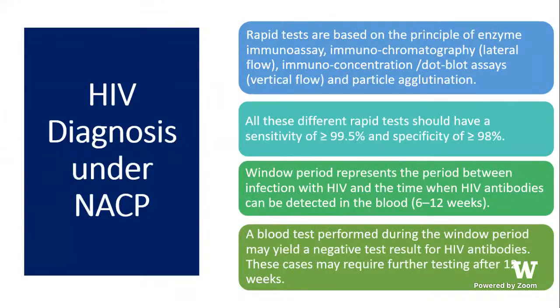So under the National AIDS Control Program, let us look at the important key points relating to HIV diagnosis. The most important thing to remember is that HIV diagnosis is based on rapid tests. It is very important to remember that rapid tests are the key to the diagnosis of HIV infection in adults and adolescents. And the rapid tests are based on the principles of enzyme immunoassay, immunochromatography, concentration, dot blot assays, vertical flows, and particle agglutination. These are the different types of results that you can get, but the tests are all rapid tests and they are done as part of HIV diagnosis in the program.